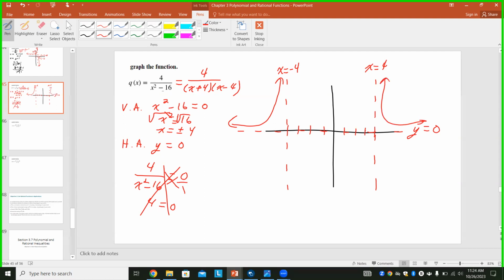And then the bell did just ring. So to finish this up, plug in 0 because that's the number between the two. If I plug in 0, I get a positive divided by negative. So that tells me it's going to be something like this, because we know it does not cross the horizontal asymptote.